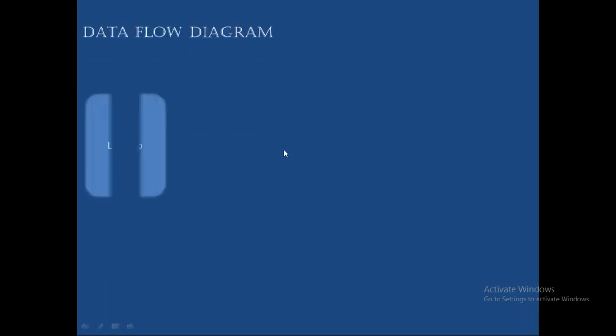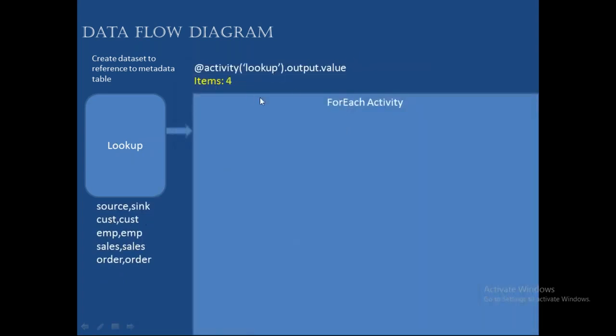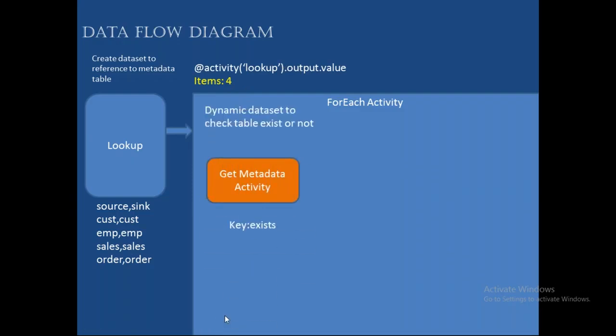Okay, fine. So the data flow diagram: you have a lookup activity, which is going to look up the metadata table. It will give you the source folders and the destination folders. Next, I will pass this information to the for each activity by using this dynamic content. It will pass all these 4 items. Whether all these 4 items are available or not, I will check by using the get metadata activity. Then I will open a key called exist. This exist parameter will check whether the source folder, cust, EMP, sales, order, is available or not.